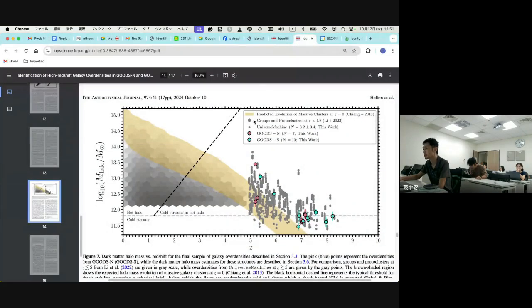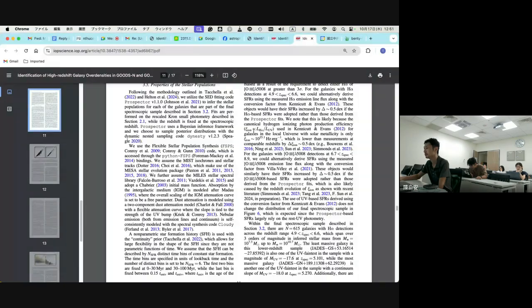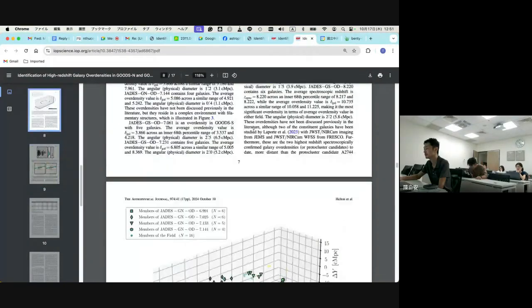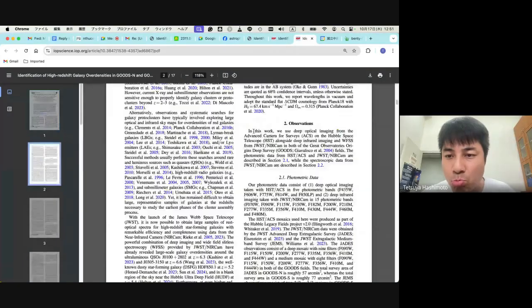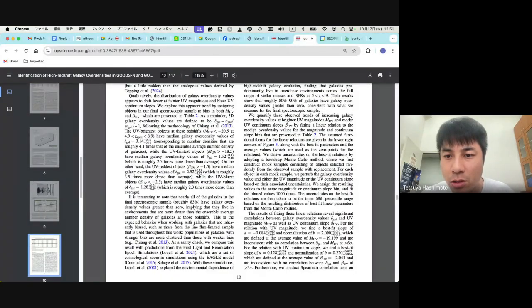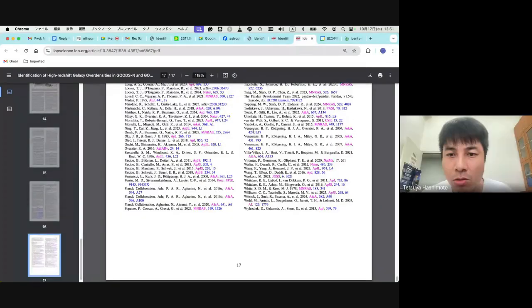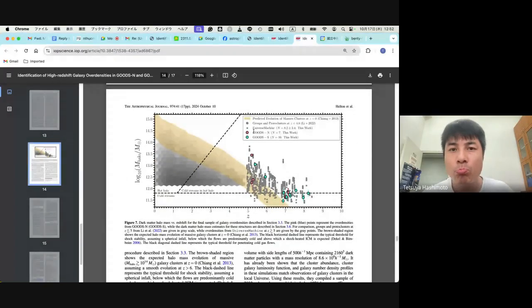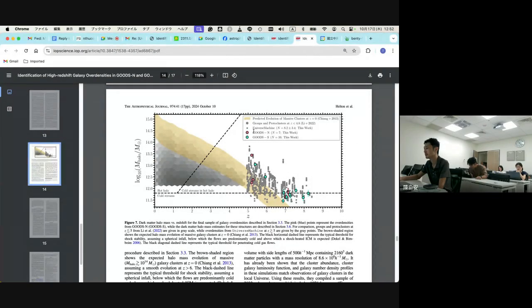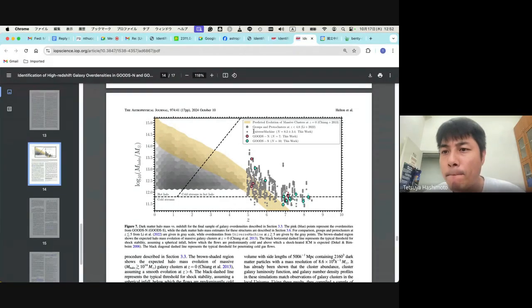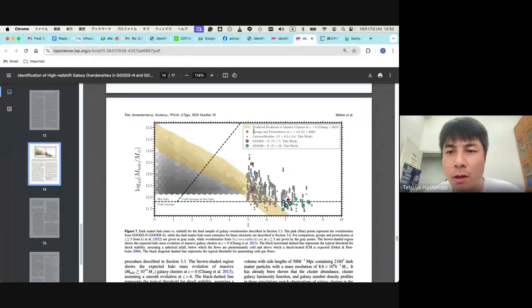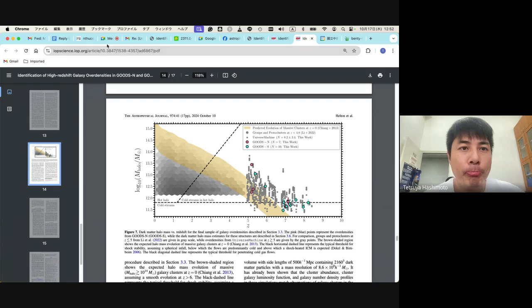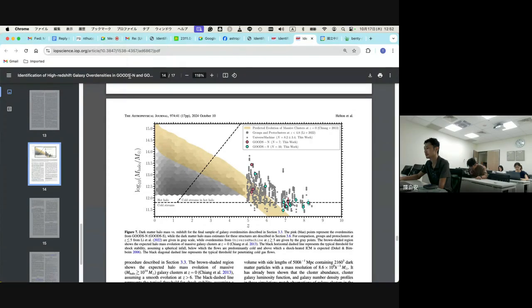They didn't show the image of the cluster. It seems they don't. Seems not, I don't see an image. Seems no. Okay. They need it for newspapers, I think, if they want. Okay, that's a very good paper.